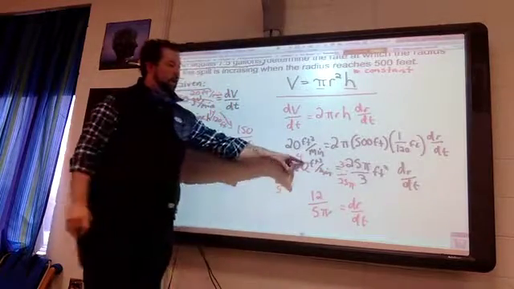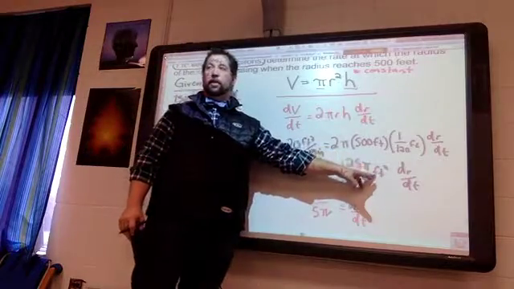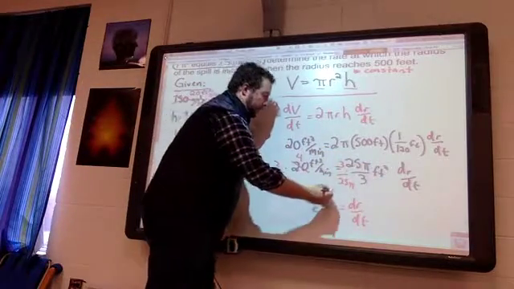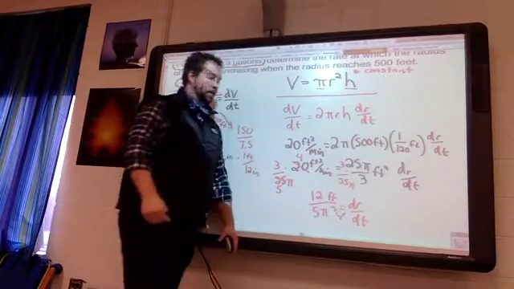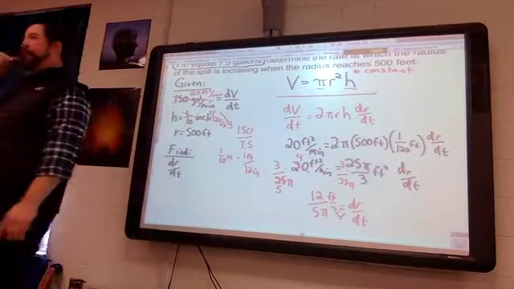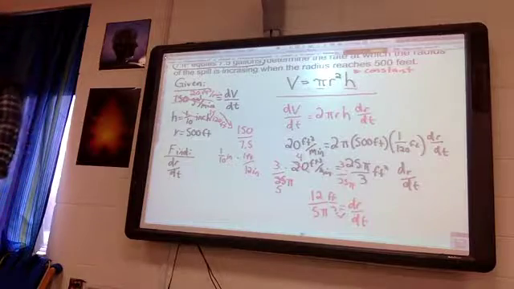We had cubic feet, but we divided square feet out, so it's just feet per minute. So our exact answer there is 12 over 5 pi.